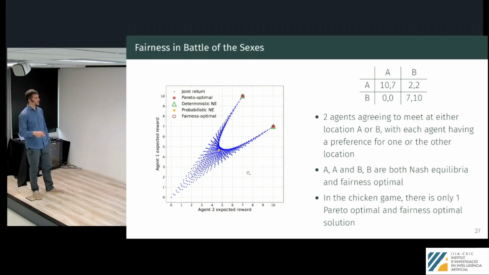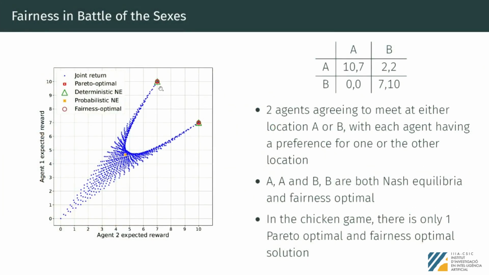So we have a similar plot here that you can see, where all the blue dots correspond to a combination of rewards the agents can get on expectation for a particular joint policy. And you can see the topology is now non-convex. This is a different kind of topology. The deterministic Nash equilibria are the triangles here. The probabilistic Nash equilibrium is the X here. And you can see that there's only two Pareto optimal solutions, which are the red dots here, and they are coinciding with the actual two deterministic Nash equilibria here. So we know that they are Pareto optimal, and also they are fairness optimal.